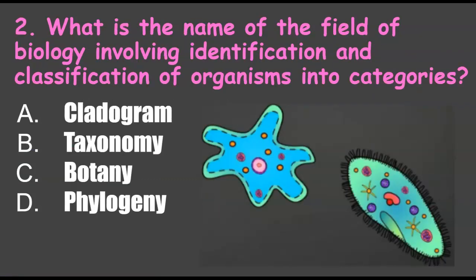All right. What is the name of the field of biology involving the identification and classification of organisms into categories? Is it a cladogram, taxonomy, botany, or phylogeny? This one's your taxonomy. Think of like the different species on the wall of taxidermied. If you ever go into like a Runnings or a Cabela's or some type of store, you will see a bunch of taxidermied animals labeled by what species they are.